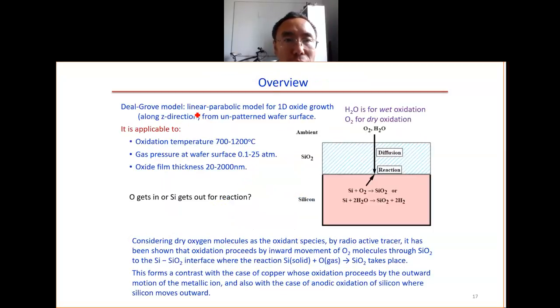So this is called the linear-parabolic model, for 1D oxide growth along that direction from an unpatterned wafer surface. It is good for this temperature range, pretty high pressure, 0.1 to 25 atmospheres, and for thickness from 20 nanometers to 2 micrometers.